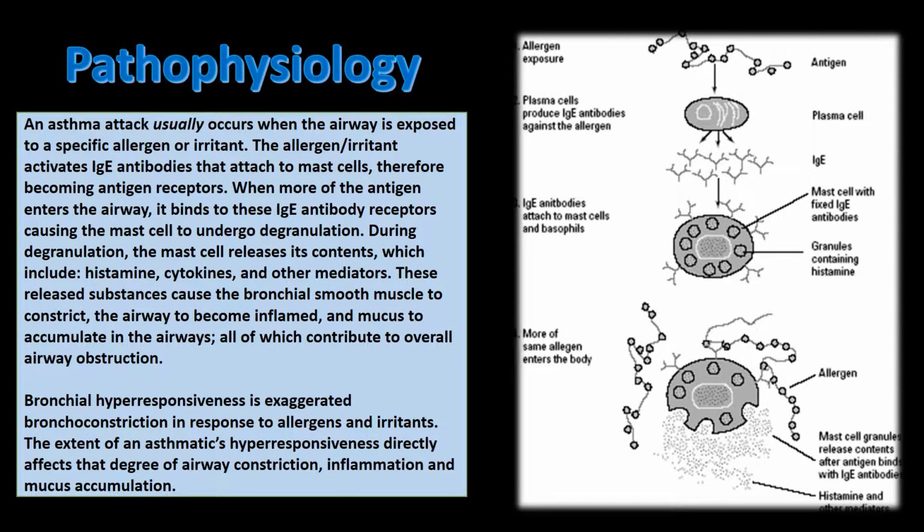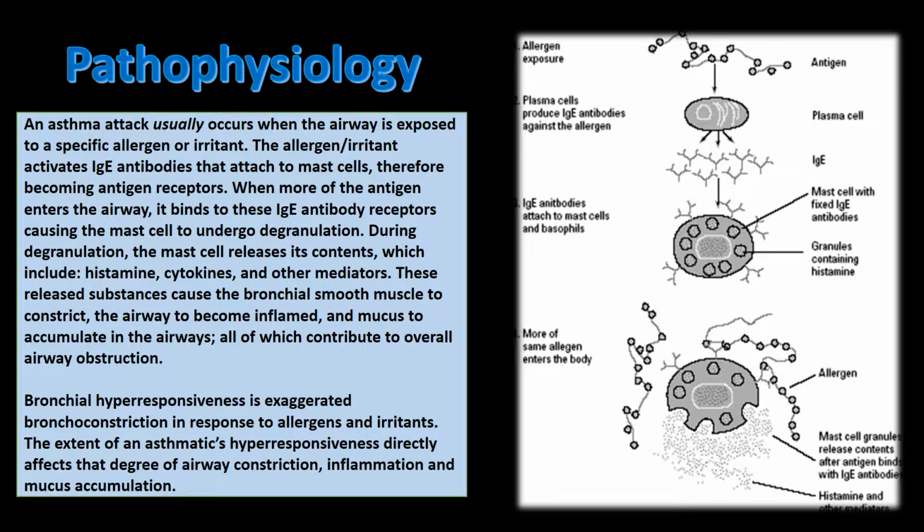So usually during an asthma attack, the airway is exposed to a specific allergen or irritant. The allergen activates the IgE antibody response. The antibodies attach to mast cells and become antigen receptors. When more of the antigen enters the airway, it binds to the IgE antibody receptors, causing the mast cell to undergo degranulation. During degranulation, the mast cell releases its contents, which include histamine, cytokines, and other mediators.